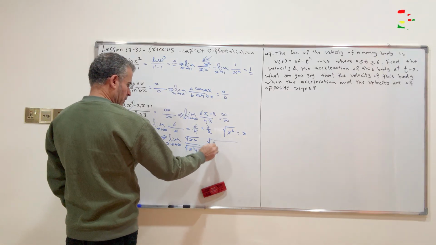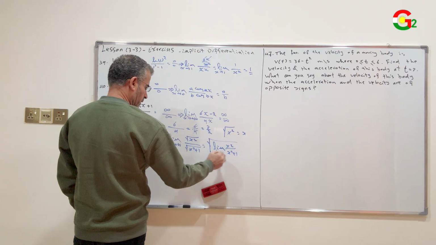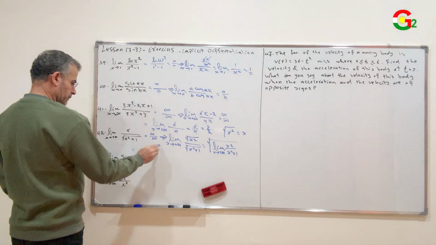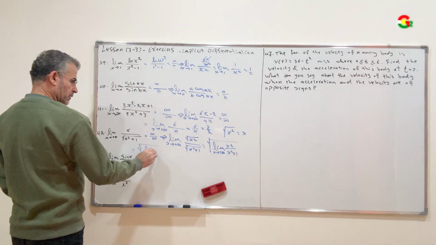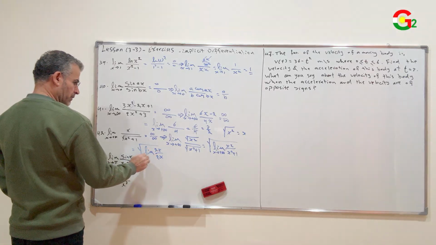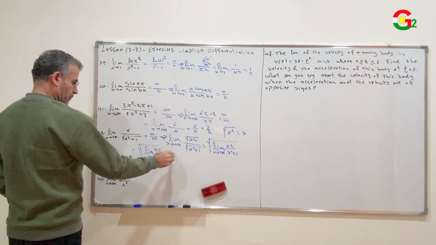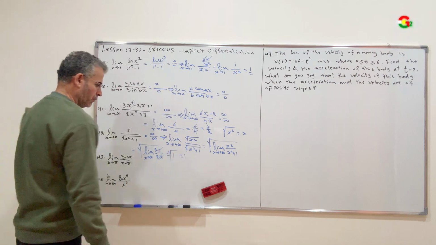Square root limit x power 2 over x power 2 plus 1 x approach to positive infinity equal to square root differentiate numerator to x over 2x limit x approach to positive infinity equal to 1 square root 1 equal to 1.